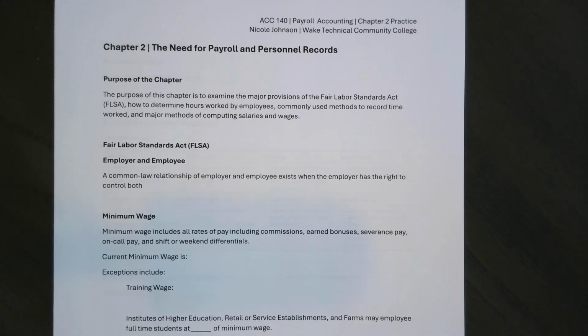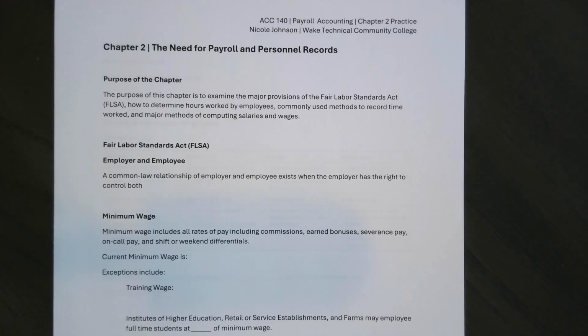Today we're going to look at Chapter 2, which focuses on the need for payroll and personnel records. Within this chapter, we mostly are going to focus on the Fair Labor Standards Act and how to determine hours worked by the employee, commonly used methods to record time worked, and major methods of computing salaries and wages.